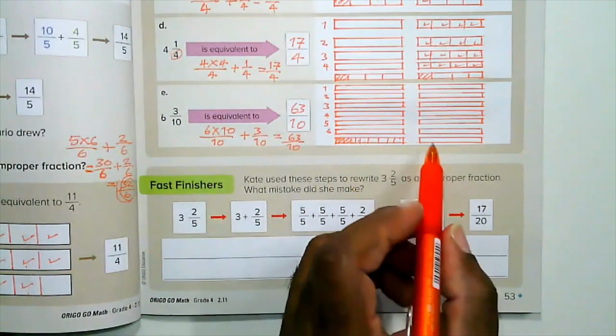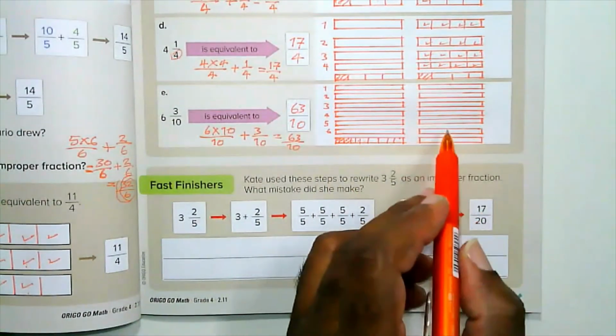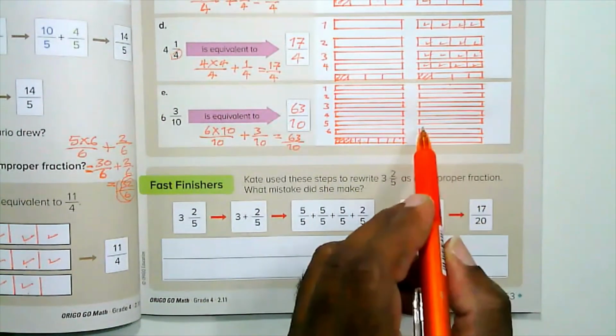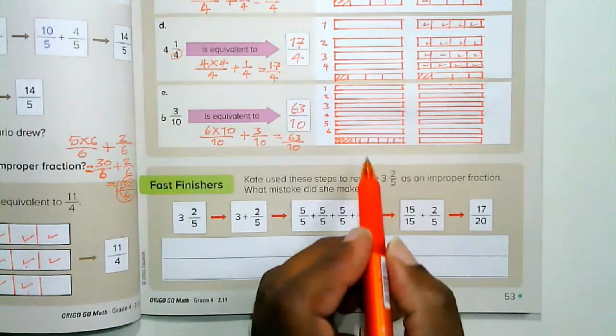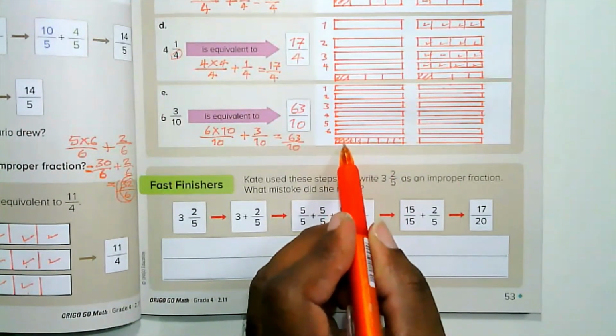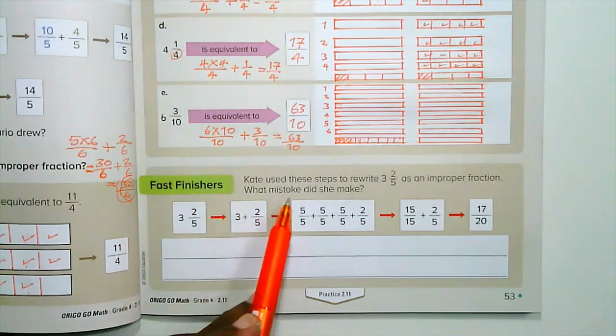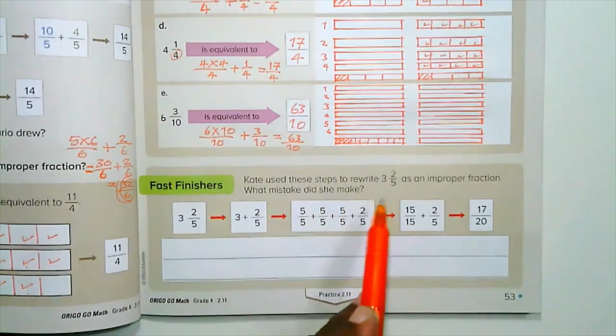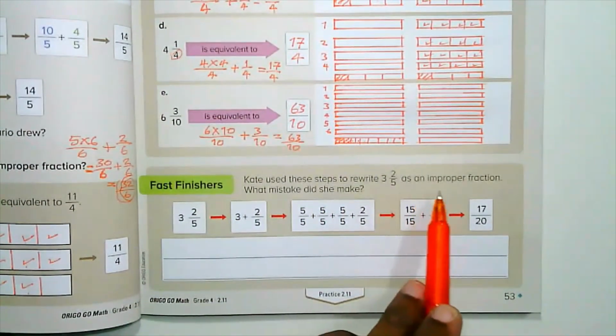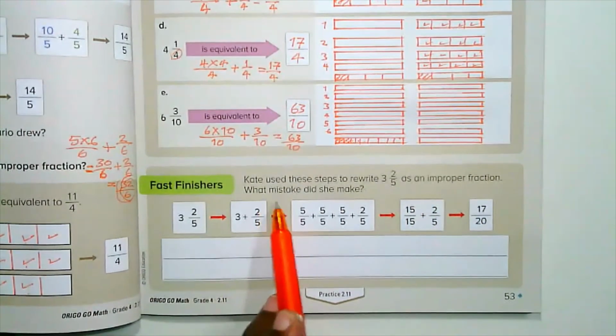So if we do this the same way, we will get 60. 6 times 10 will be 60. 61, 62, 63. So we have 63/10. Now let's go on to the fast finishers. Kate used these steps to rewrite 3 and 2/5 as an improper fraction. What mistake did she make?